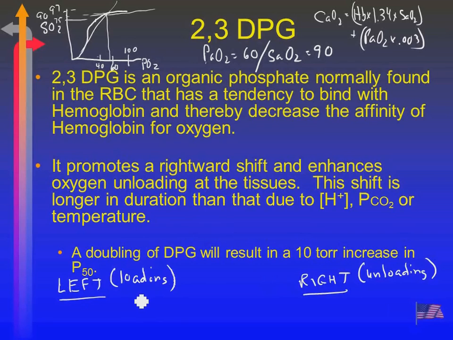Right? At the left, you have a higher affinity, meaning there's a greater demand by hemoglobin for oxygen. The love is there. On the right side, you have a reduction in affinity. Get away from me. I don't love you anymore.